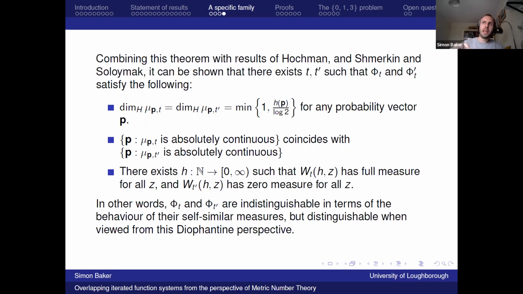But when we think of them in this new metric number theory, Diophantine approximation way, we can distinguish between them. We can find this H, which allows us to say this lim subset has zero measure and this lim subset has full measure. So a quick summary of this slide is that these iterated function systems are indistinguishable when we just look at these self-similar measures mu p. But when we put on our Diophantine approximation metric number theory hats, we can distinguish between them. And that's one of the values of this approach.